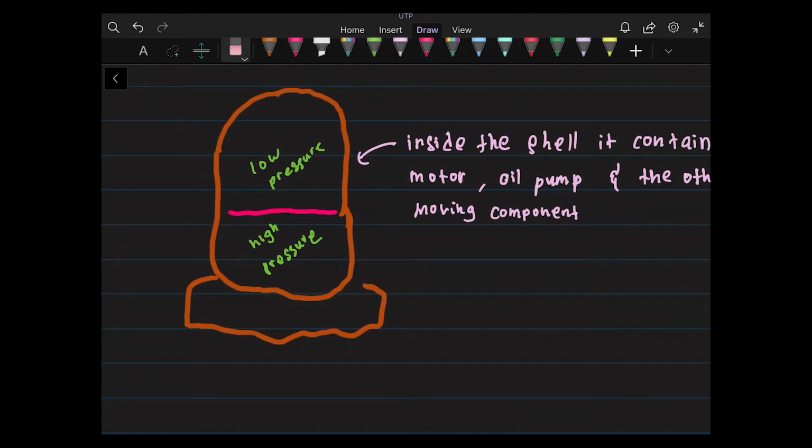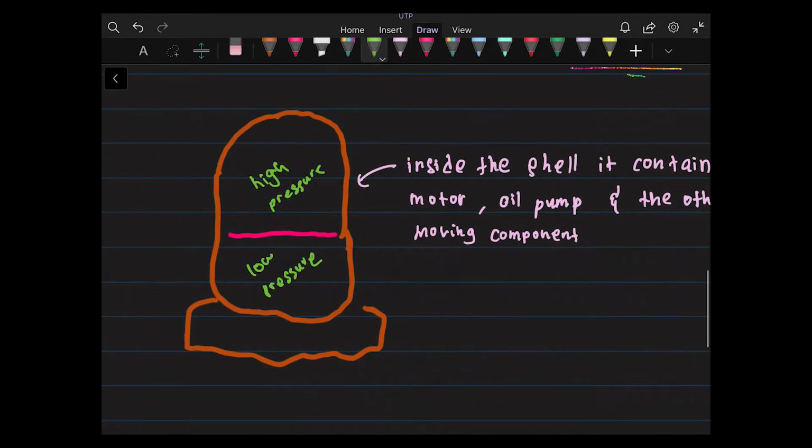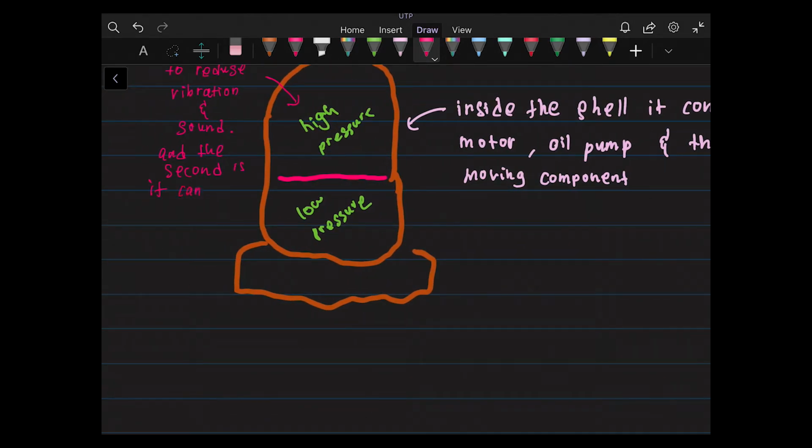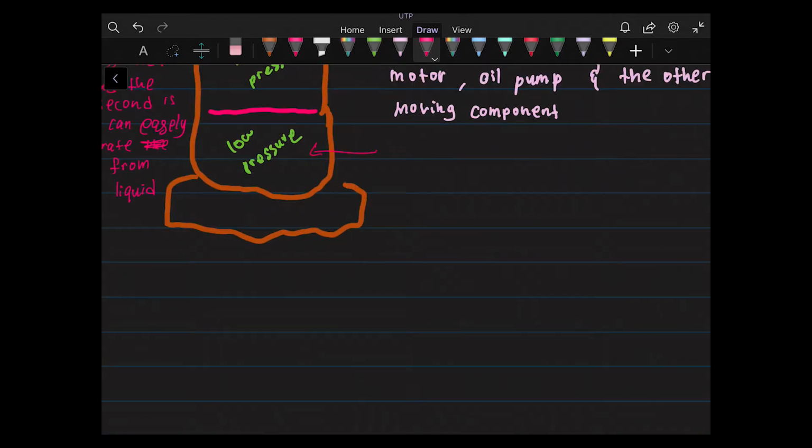Now, inside the shell, it contains the motor, oil pump and other moving components. The high pressure in the shell functions to reduce vibration and sound, and it can easily separate gas and liquid apart. Now, the low pressure side contains the oil and liquid reservoir and also has the motor and crankshaft, whose function is to cool the hot motor before it reaches the scroll.